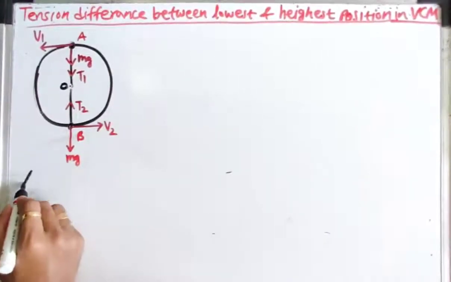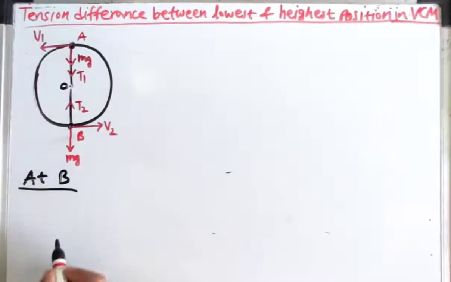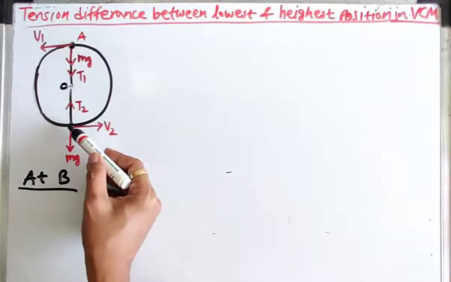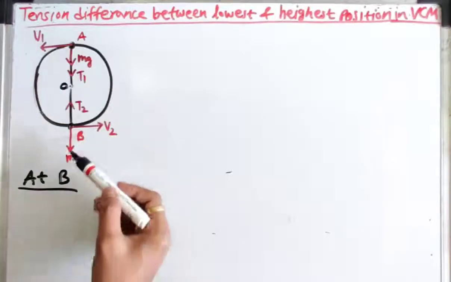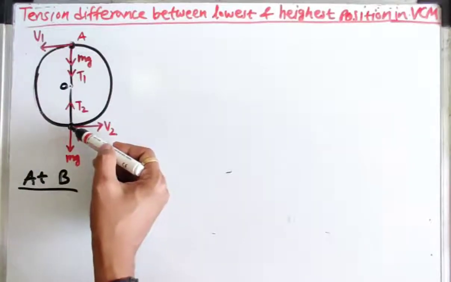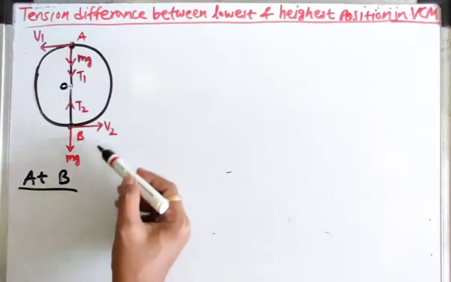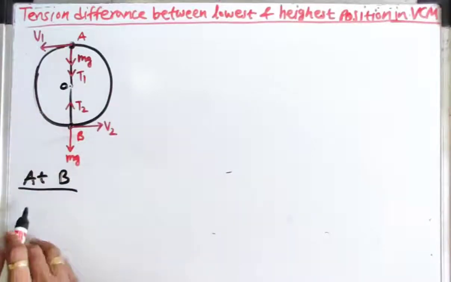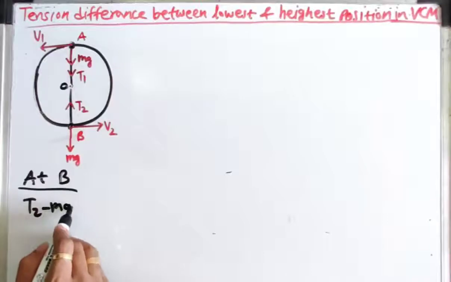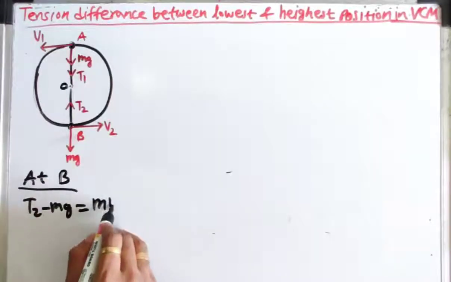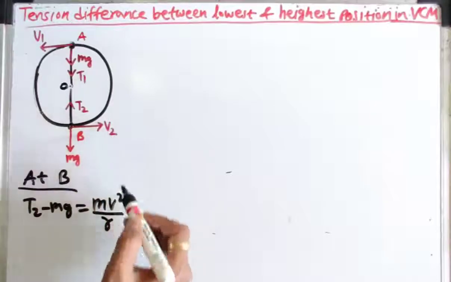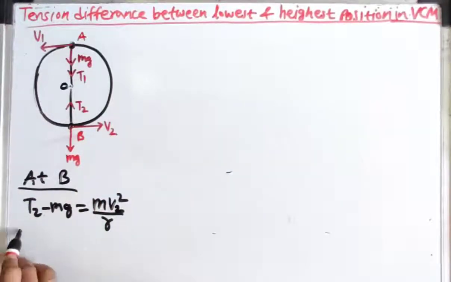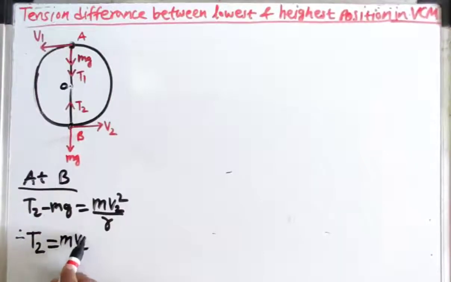Now at the lowest position B, we can see the tension in the string is along the string towards the center of the circular path, and the weight acting on the object is in the downward direction, and the resultant of this is nothing but the centripetal force. Therefore we can write T2 minus mg is equal to the resultant centripetal force, that is mv square upon r. Here we have assumed v as v2. Therefore the tension at point B is given by T2 is equal to mv2 square upon r plus mg.